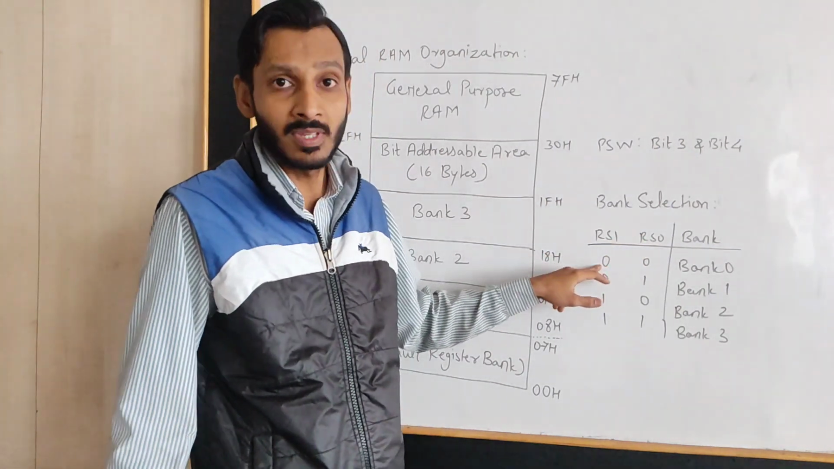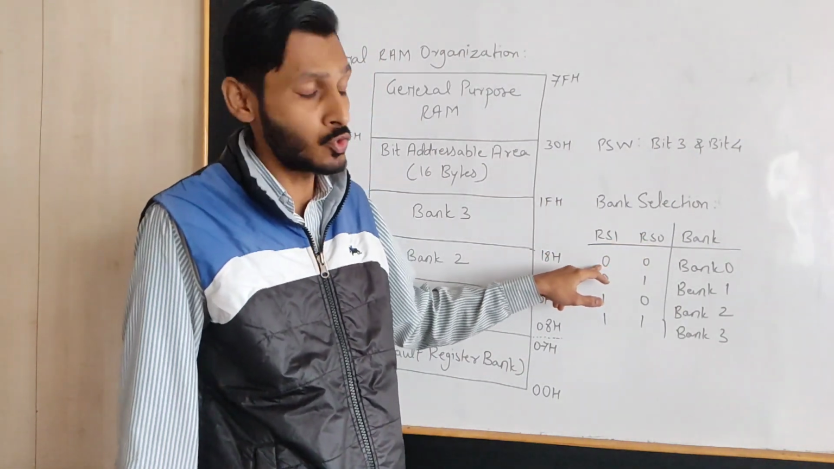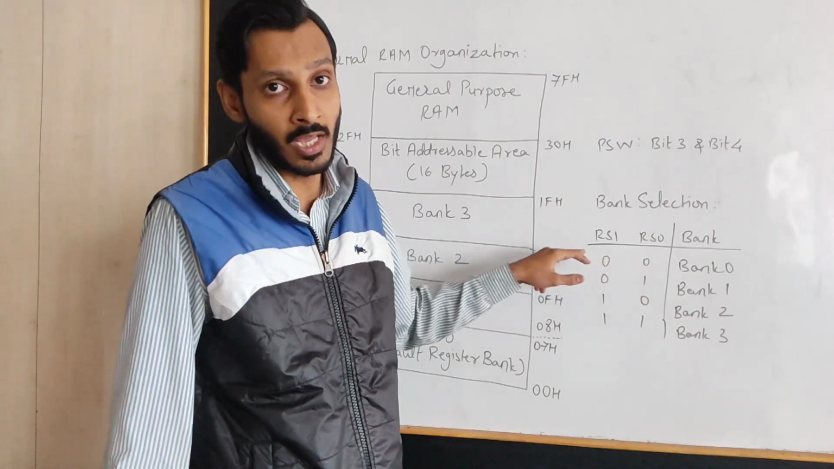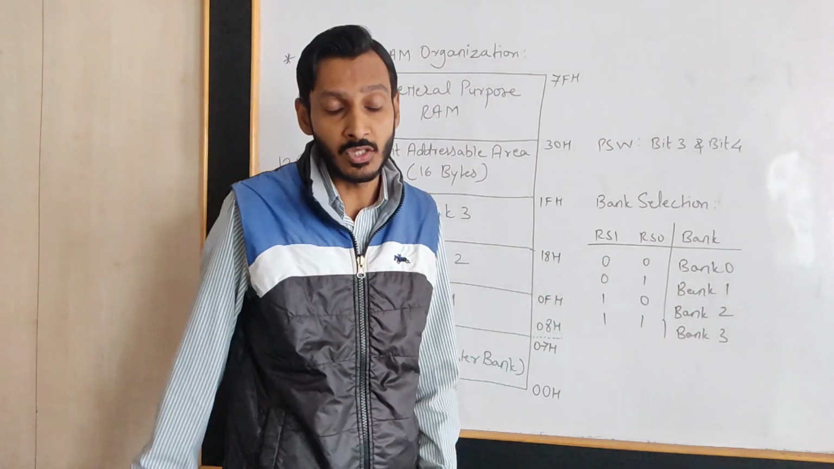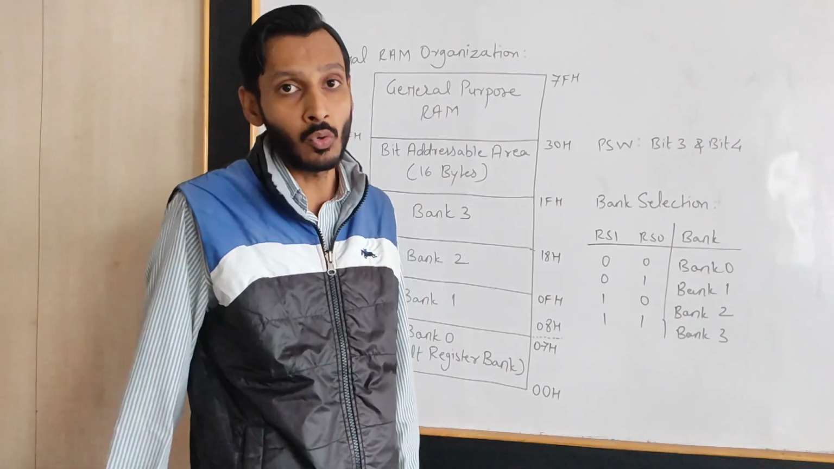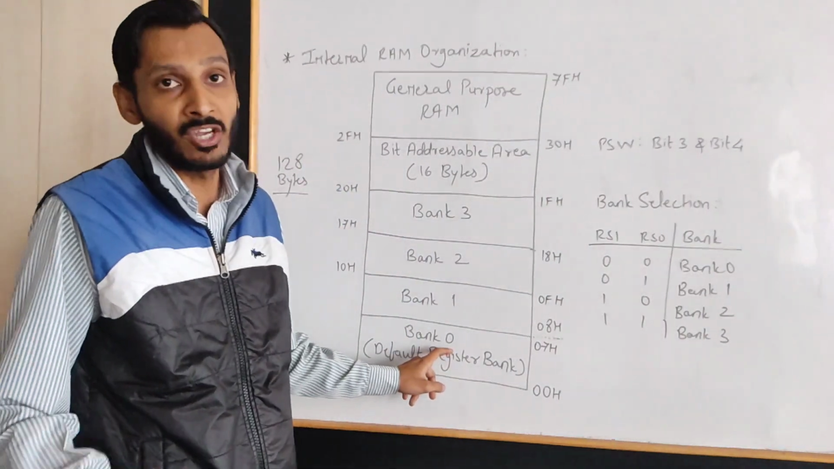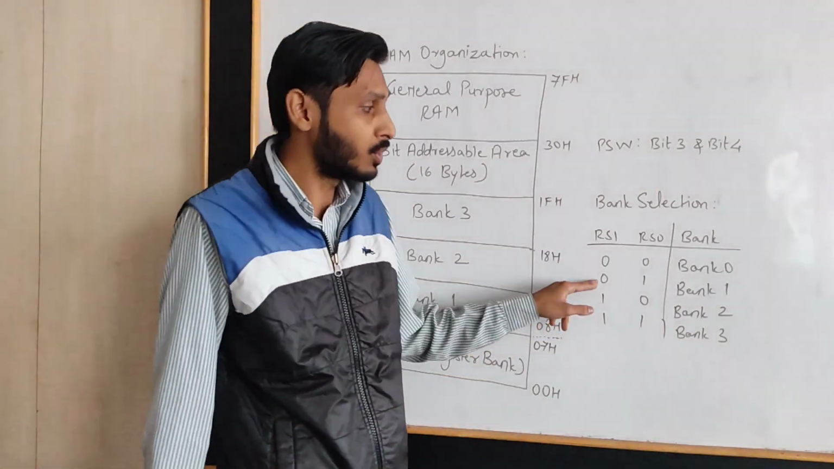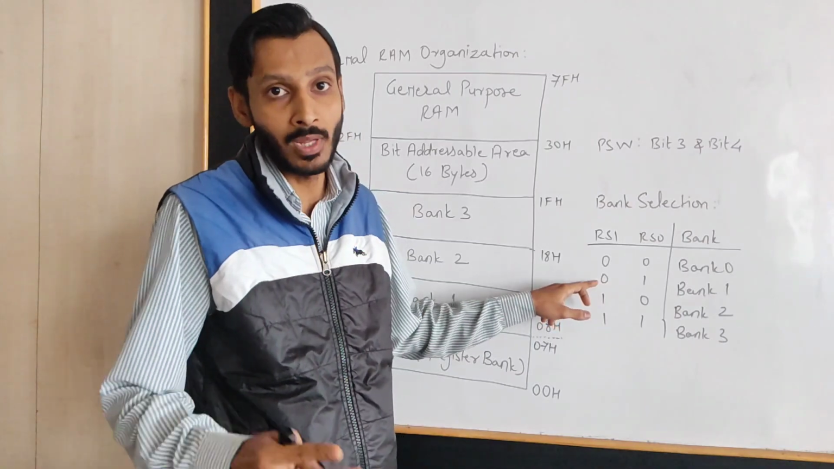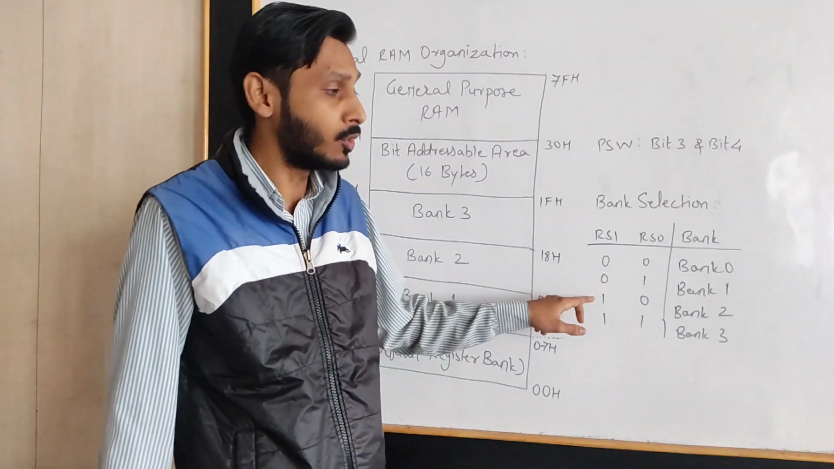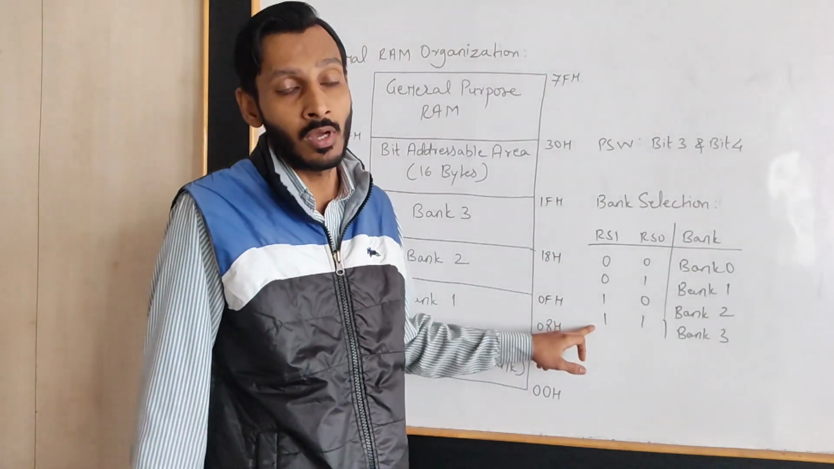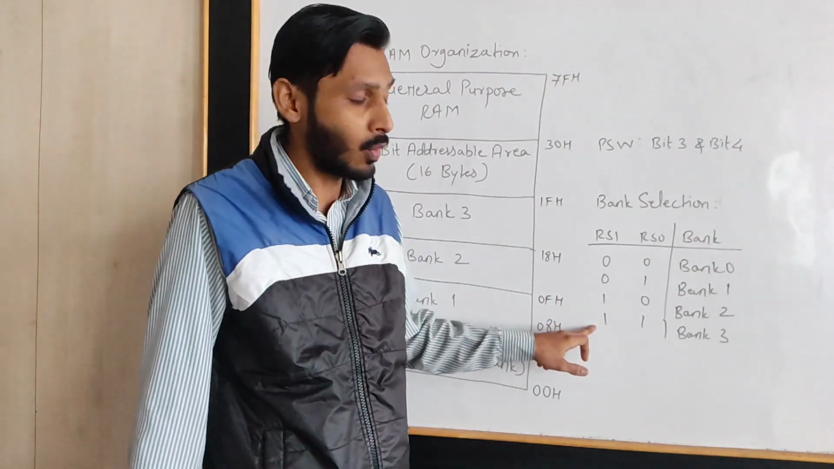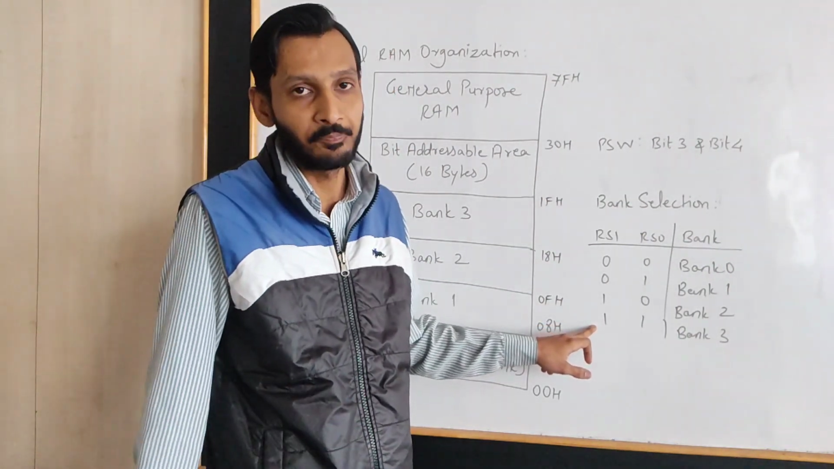Whenever you give the combination 00, meaning RS0 equals 0 and RS1 equals 0, you get bank 0. So by default, as I told, whenever you reset the microcontroller, bank 0 is selected. When you give the combination 01, bank 1 is selected. When you give the combination 10, bank 2 is selected. And whenever you give the combination 11, bank 3 is selected.